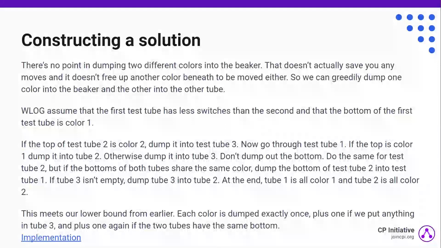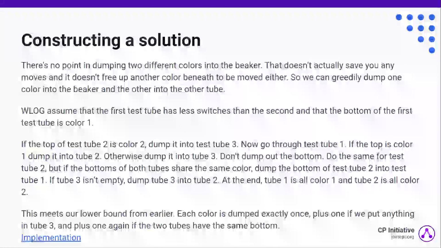Alright, so now the way we construct a solution. For the sake of simplicity, we'll assume that the first test tube has fewer switches than the second, and the bottom of the first test tube is color 1. If the top of test tube 2 is color 2, dump it into the beaker. And then we go through test tube 1. If the top is color 1, dump it into tube 2. Otherwise, dump it into tube 3. And you don't dump out the bottom.